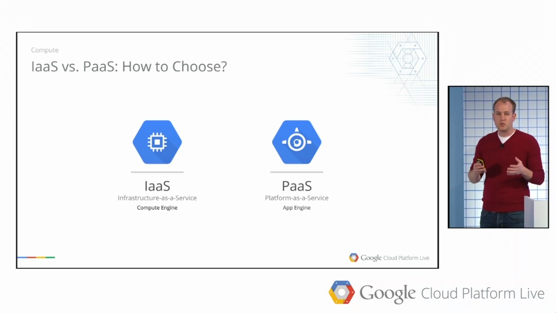Really, the choice is up to you as the developer to figure out what level of flexibility and agility you are comfortable with. Compute Engine is nice in that you can spin up VMs, you can SSH into them, you can install whatever software you want, but it has the downside that you have a little bit of extra management overhead for your application. For the platform as a service offering, App Engine, it's great.